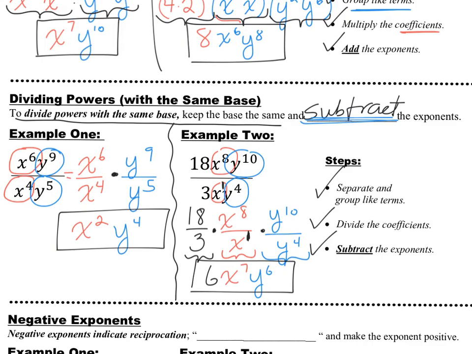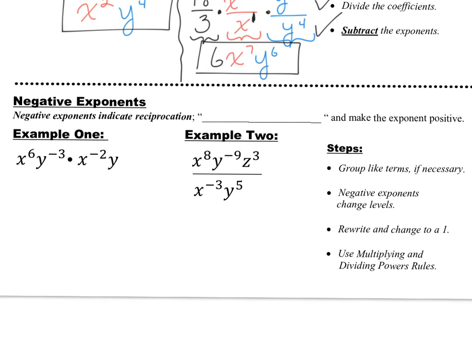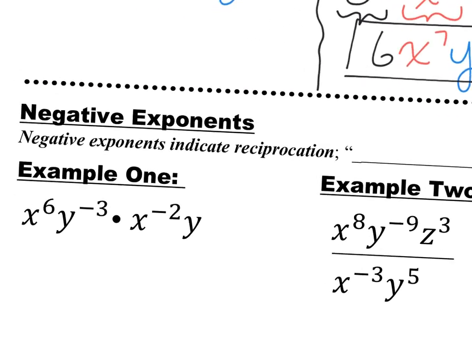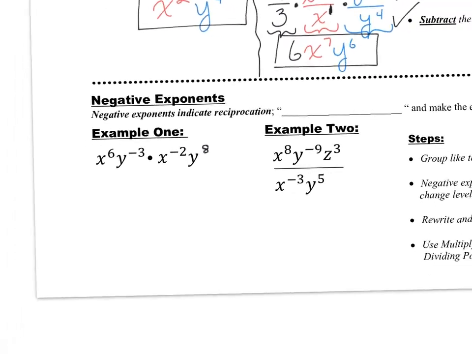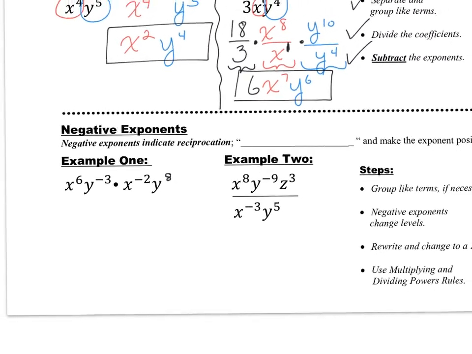In our last example, we're going to talk about negative exponents. Before we go over the examples, I do need to apologize. There is one mistake on your example. On example 1, there should be an exponent of 8 next to that y there. So please add the exponent of 8 to the example. So that's already there. All right, let's go back and look at our steps to solving this.